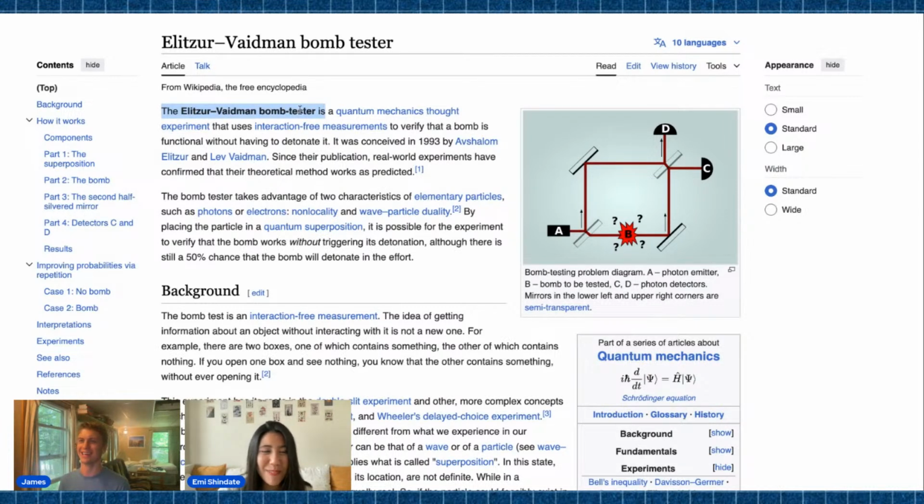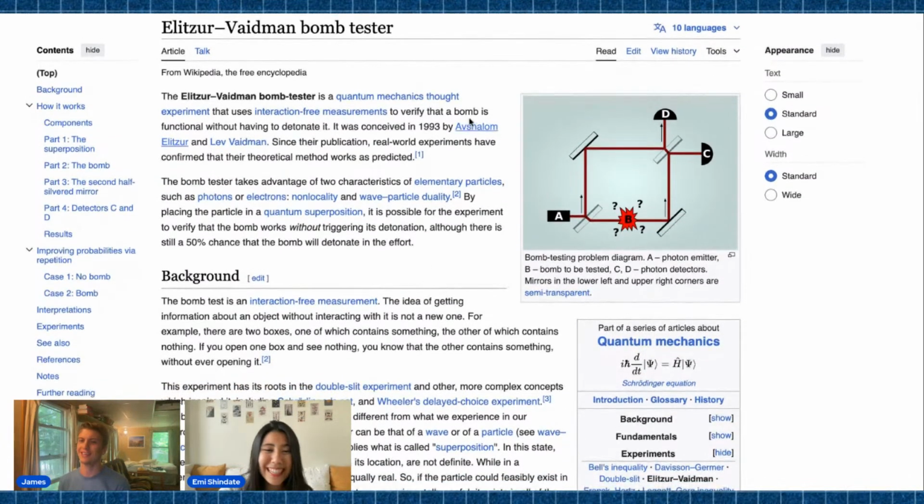The Elitzur-Vaidman bomb tester is a quantum mechanics thought experiment that uses interaction-free measurements to verify that a bomb is functional without having to detonate it. Wow. Real-world experiments have confirmed that their theoretical method works as predicted. I'm not going to test one of those. I just made one explode, so anyway.